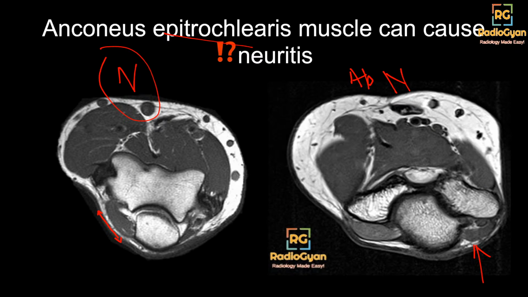Perfect. So the ulnar nerve, I'll point it here. This is the ulnar nerve here. This is a normal flexor muscle. This is the ulnar nerve here. If this muscle hypertrophies, it can compress the ulnar nerve and cause ulnar neuritis.